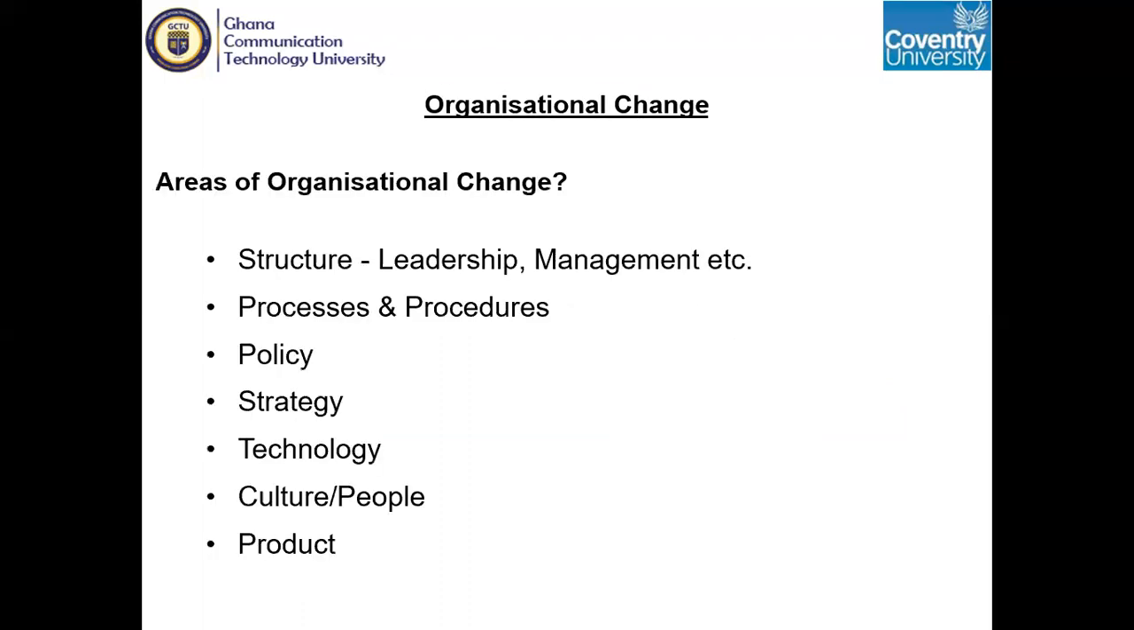Okay, one or two more. Where can we change? We just talked of areas, we talked of structure, processes, and so on. So we can change a whole lot of things within the organization. The structure, you can always reorganize the leadership, who reports to who. You can align departments or job roles and so on.